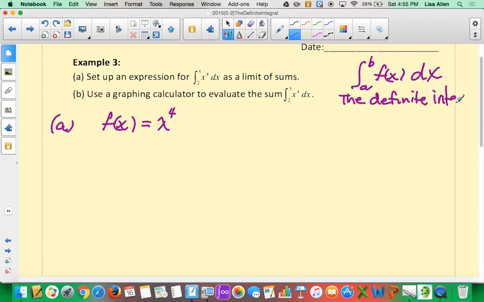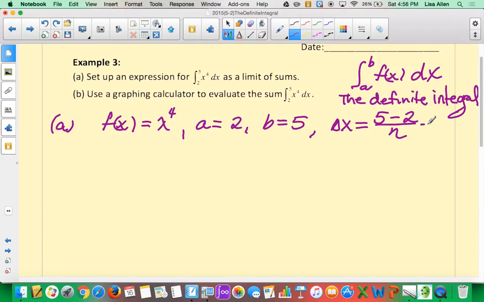Okay, so just want to get that out there again. So we have the function, and then we'll say, what is the lower limit? a is equal to 2, b is equal to 5. So that means that delta x is equal to b minus a over n, so it would be 5 minus 2 over n, so delta x would then be 3 over n. It's not always going to be 3 over n.